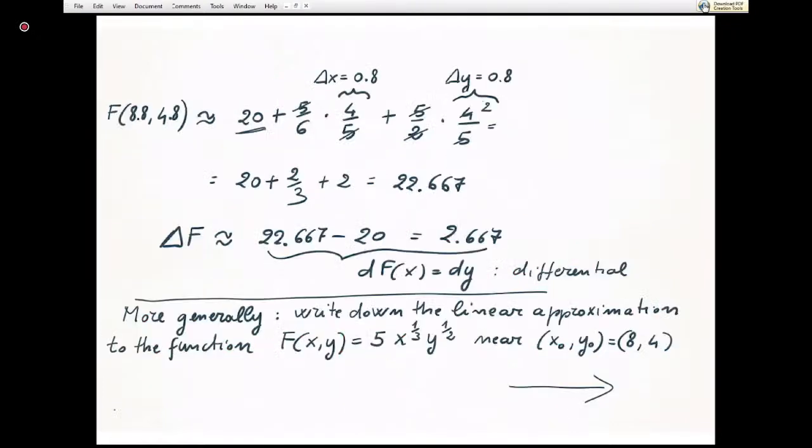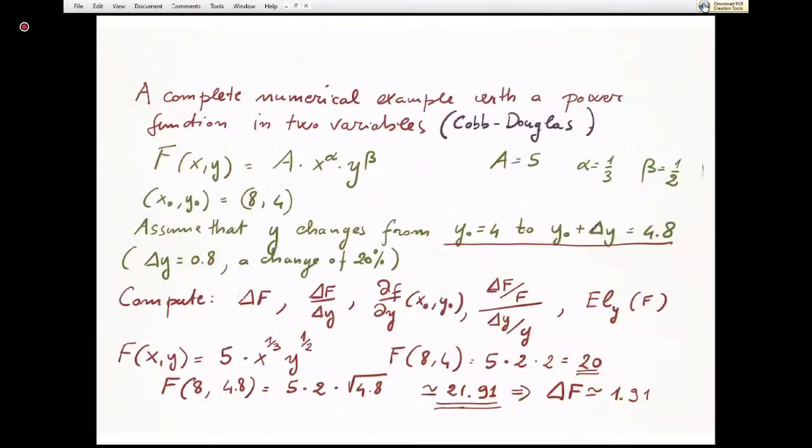For instance, clearly in this case, why do we select the initial point 8, 4? Because, for instance, this is the current level of the input factors, okay? We want to approximate what happens if we change them. So we select this initial point as the current situation.